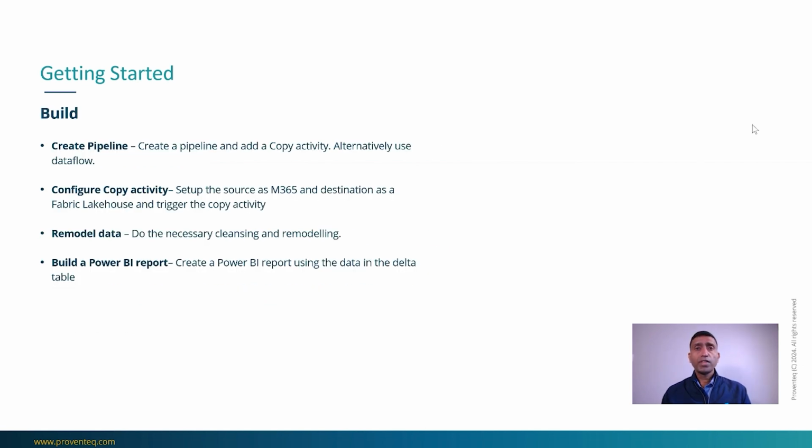Once you have configured everything, the next step would be to create the build activity in order to fetch the data. For this, you will create either a pipeline or a data flow. And if it's a pipeline, you would typically have the copy activity. Once a copy activity is put in place to copy from M365 into the Fabric Lakehouse, you would then do the necessary remodeling of data. And once the data is in the right format, you would then build the Power BI report and share it with the end users.